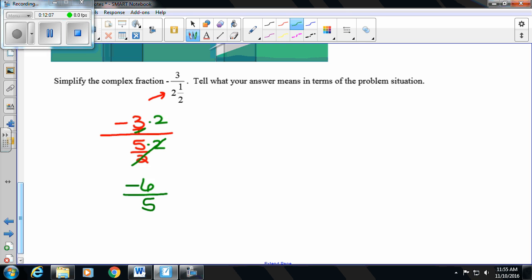My original problem was given to me in mixed number form, so I'm going to convert this back to a mixed number. So it'll be negative 1 and 1/5. And it was a rate of feet per minute. So what does this mean? Remember, negative is a direction, so it means the water level drops negative 1 and 1/5 feet per minute.